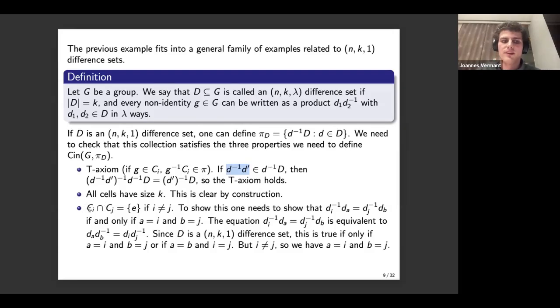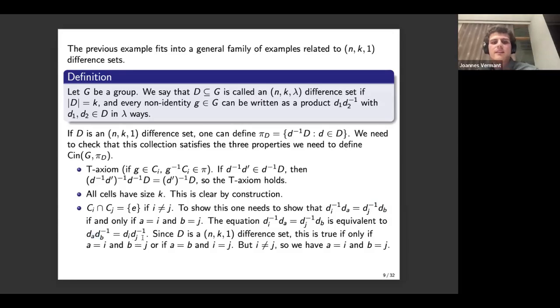And then finally, the last property is a bit more tricky. We need to check that two cells intersect in the identity if they are different from one another. To show this, one basically needs to show that whenever we have two elements in two different cells, then they can be the same if and only if they are the identity, that is, if and only if A is equal to I and J is equal to B. But we can rewrite this equation as d_I inverse times d_A is equal to d_J inverse times d_B, which amounts to saying that d_A times d_B inverse is equal to d_I times d_J inverse.